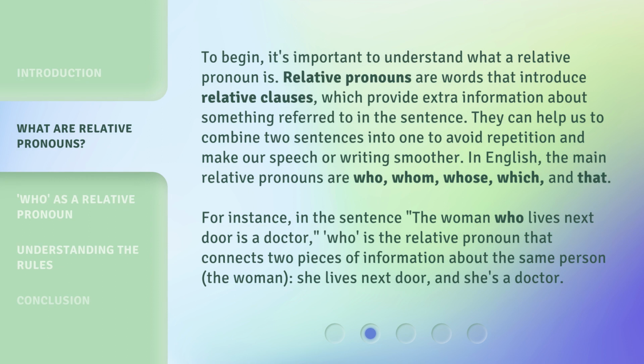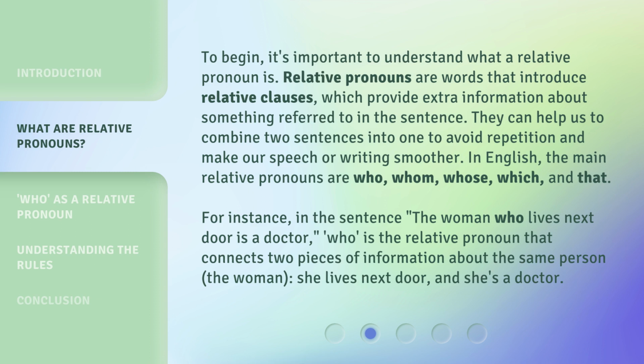To begin, it's important to understand what a relative pronoun is. Relative pronouns are words that introduce relative clauses, which provide extra information about something referred to in the sentence. They can help us to combine two sentences into one to avoid repetition and make our speech or writing smoother. In English, the main relative pronouns are who, whom, whose, which, and that.